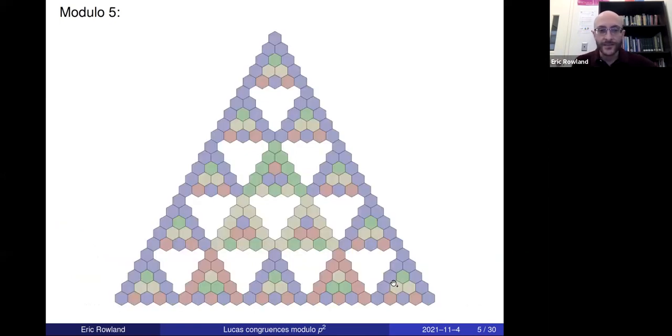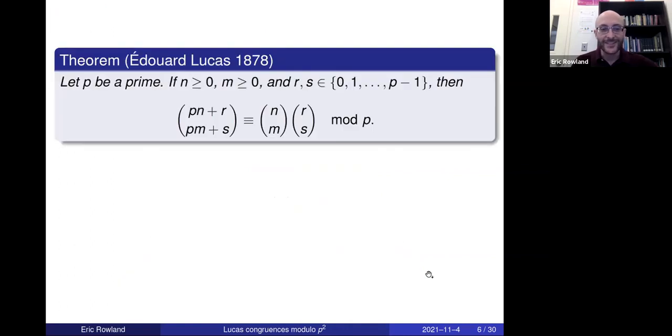Going on to mod 5, this is the first 25 rows. I tried to generate a picture with 125 rows, but LaTeX complained that it ran out of memory. That was too many hexagons for TikZ to draw. But you would get the same thing. And this is what you would guess if you were Lucas in the 1870s. If you take a prime p and you're interested in pn plus r choose pm plus s, it is congruent to n choose m, the whole sequence scaled by some constant r choose s, depending on which r and which s you've chosen.